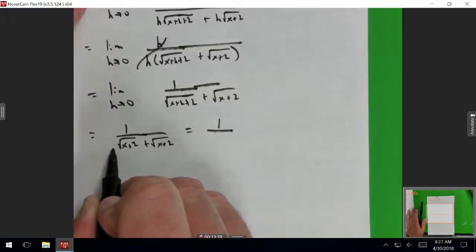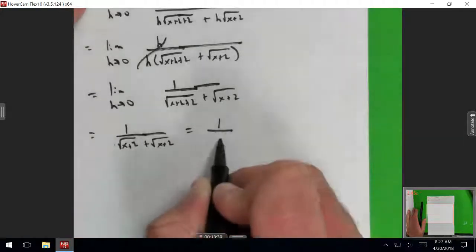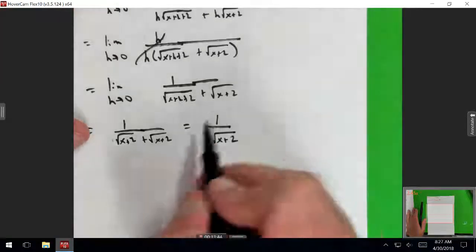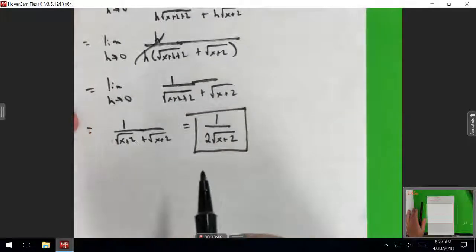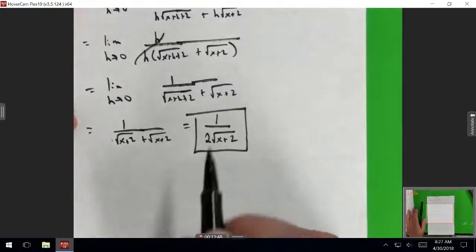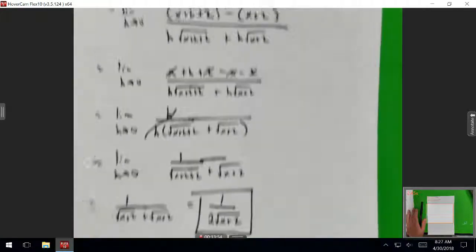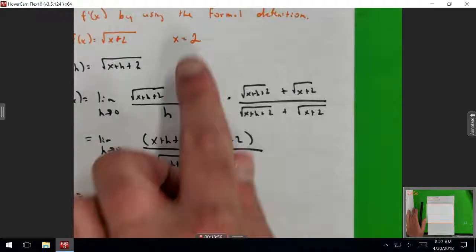What's understood right here? 1. What's understood here? So this will be 2 square root of x plus 2. That's your derivative right there. Do you understand that? Okay. Now, that is your derivative. That's f prime. Now, I want to know the slope of the tangent line at x equals 2.